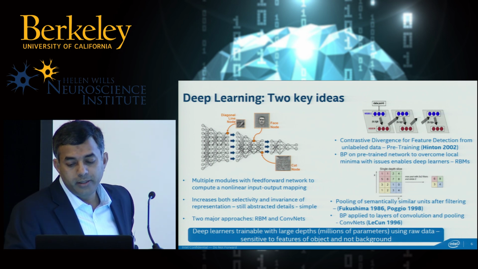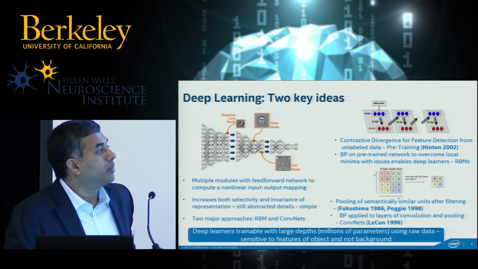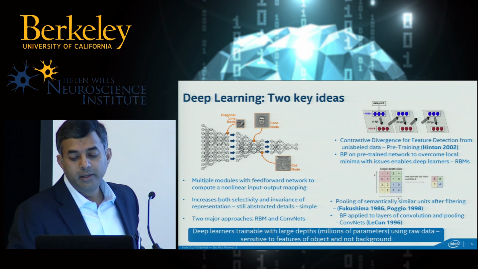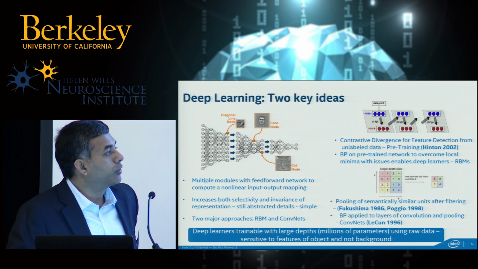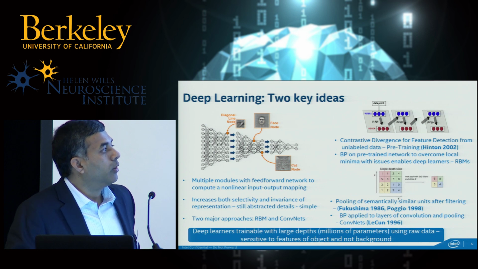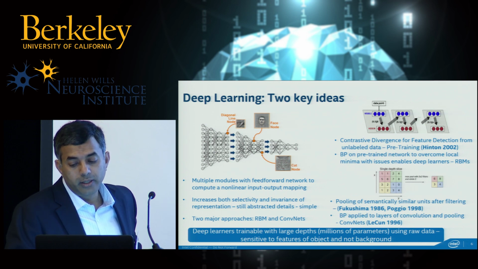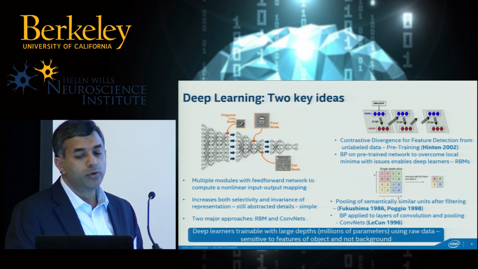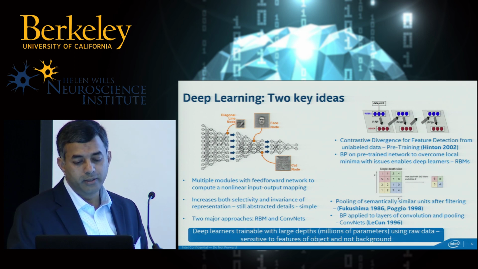People talked about it yesterday, this idea of pooling of semantically similar units after doing some convolutional filtering. Originally inspired by Fukushima, the HMAX algorithms, and then Yann LeCun as well, who applied backpropagation to this idea of layers of convolution and pooling called convolutional nets that allowed us to sort of get over this so-called local minima problem, if you will, in the shallow learners.